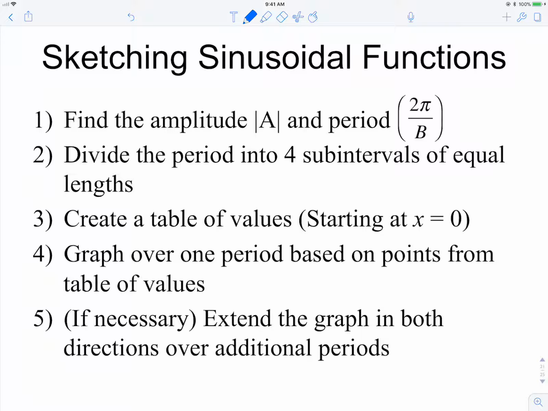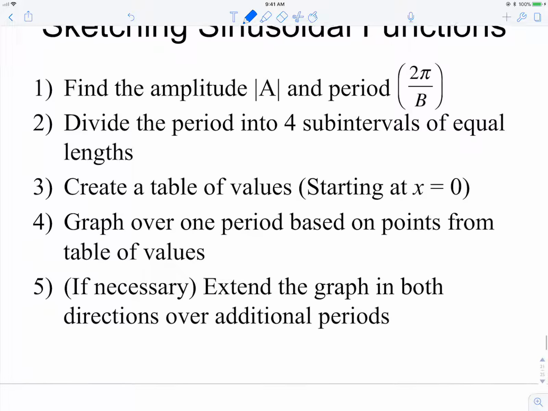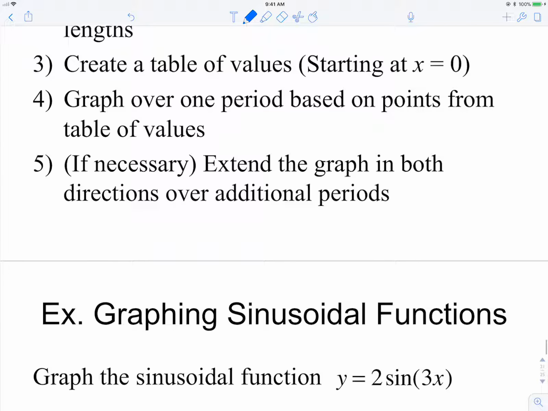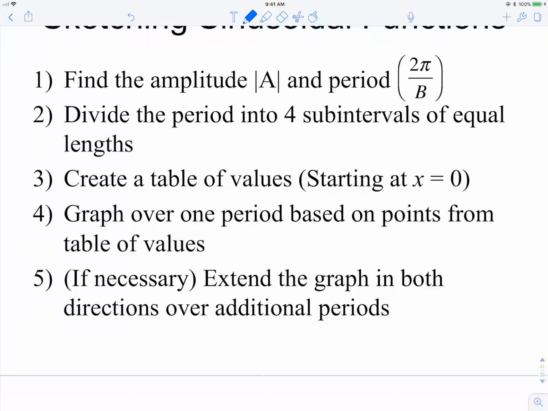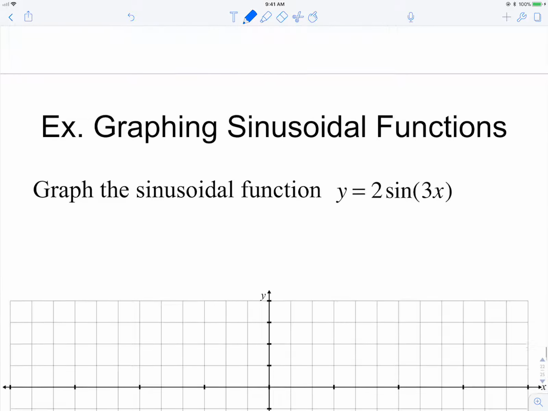So here's the steps we're going to follow for sketching sinusoidal functions. We divide the period into 4 subintervals of equal length, because when we increment our x values by whatever your period divided by 4 is, we end up hitting all of the x-intercepts, the maximum and the minimum values of the function. And then you can graph over one period and extend the graph if necessary.